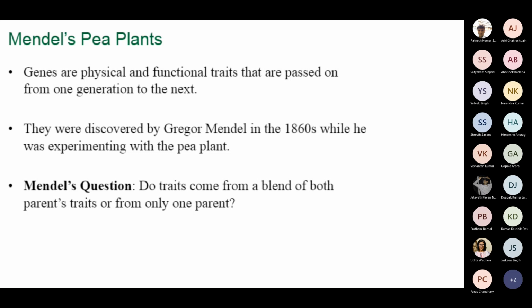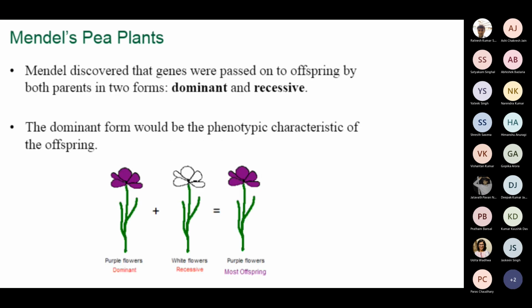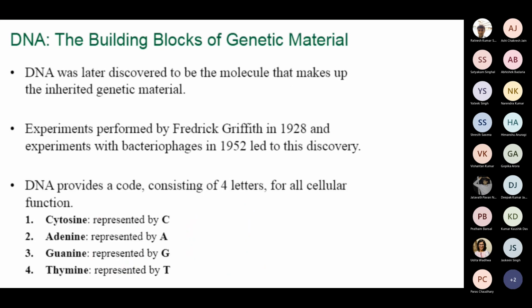So that's how he discovered the answer to the question: do traits come from a blend of both the parents or only from one parent, or are there some rules around it? For example, when he crossed a purple plant with a white plant, most of the offspring were purple. So you could say that the trait purple is a dominant trait and the trait white is a recessive trait, because it gets dominated by another color.